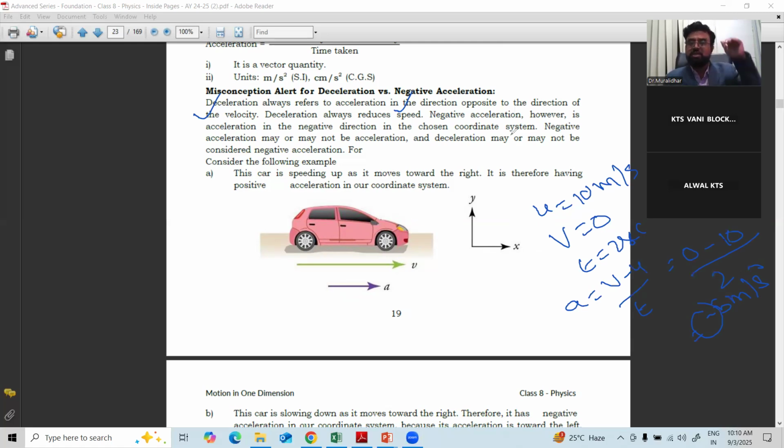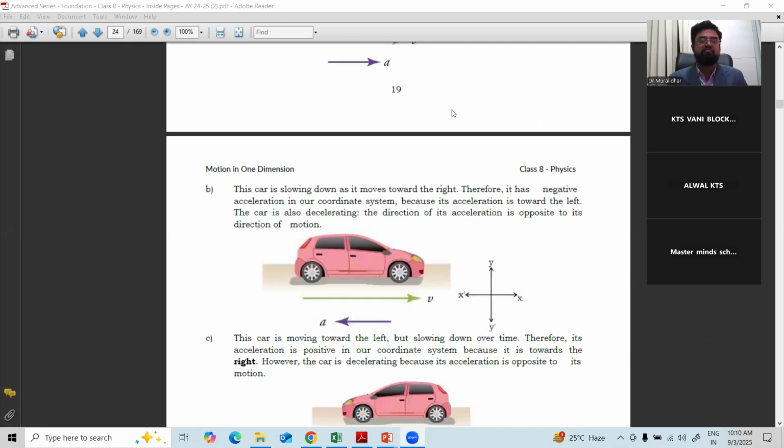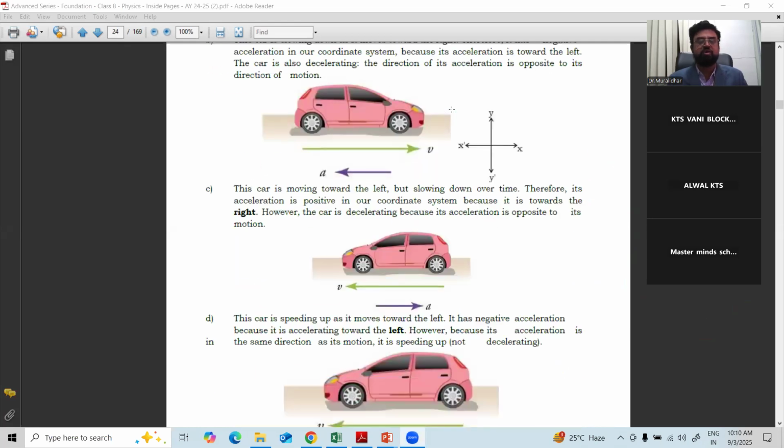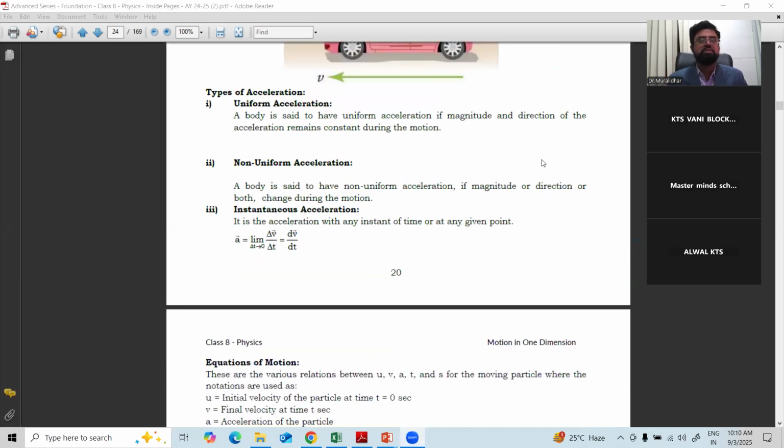Negative indicates that the body is stopped or its velocity is decreased. If the velocity increases, you get a positive value. If the velocity decreases, you get a negative value. That is called the deceleration or retardation or negative acceleration. Okay. Clear? So there are so many examples given for negative acceleration and deceleration, different cases. We can see the different types of answers.